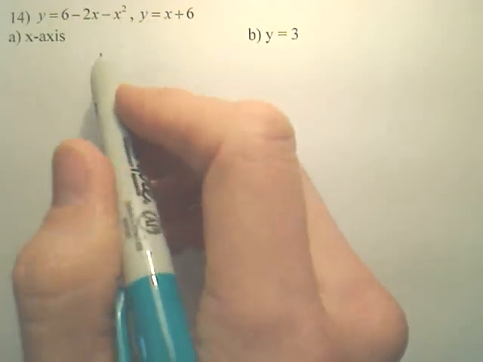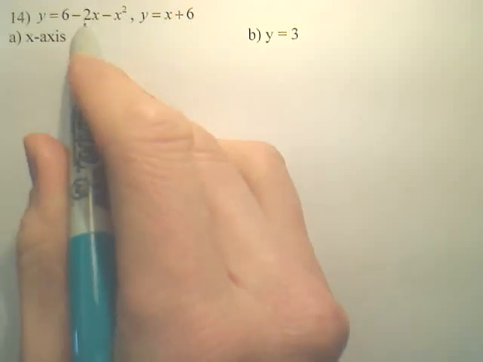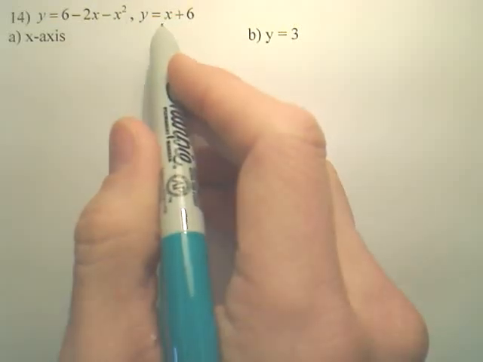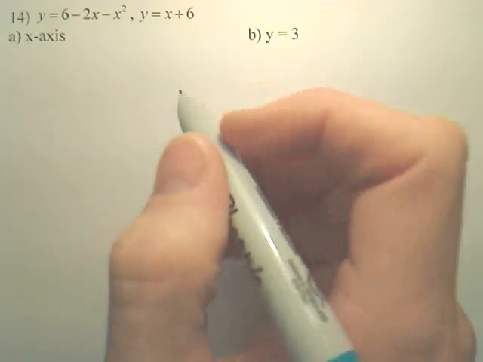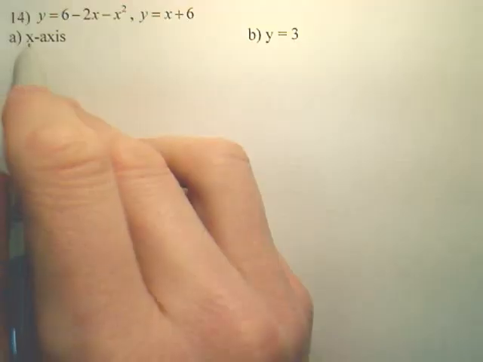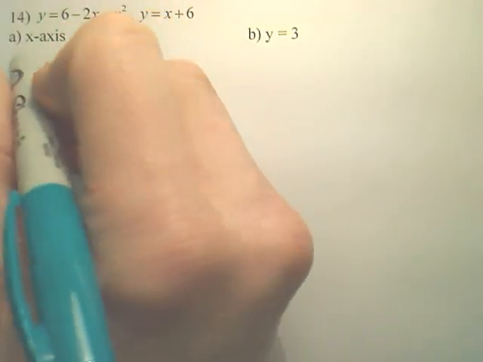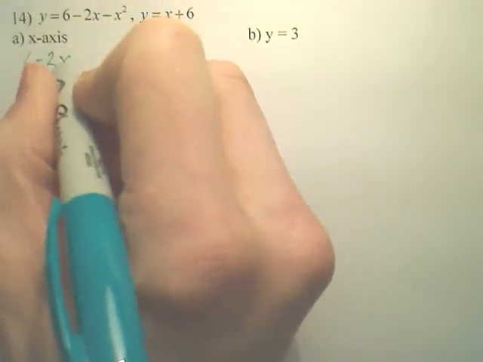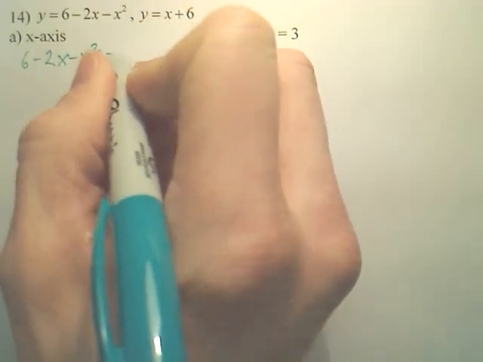With these two graphs, some of you could tell this is an upside down parabola and this is a line, and that can help some of you for graphing purposes, which would be good. I'm going to try to do it without graphing it. So the first thing we do is set both of these equal to each other to find out where they cross.